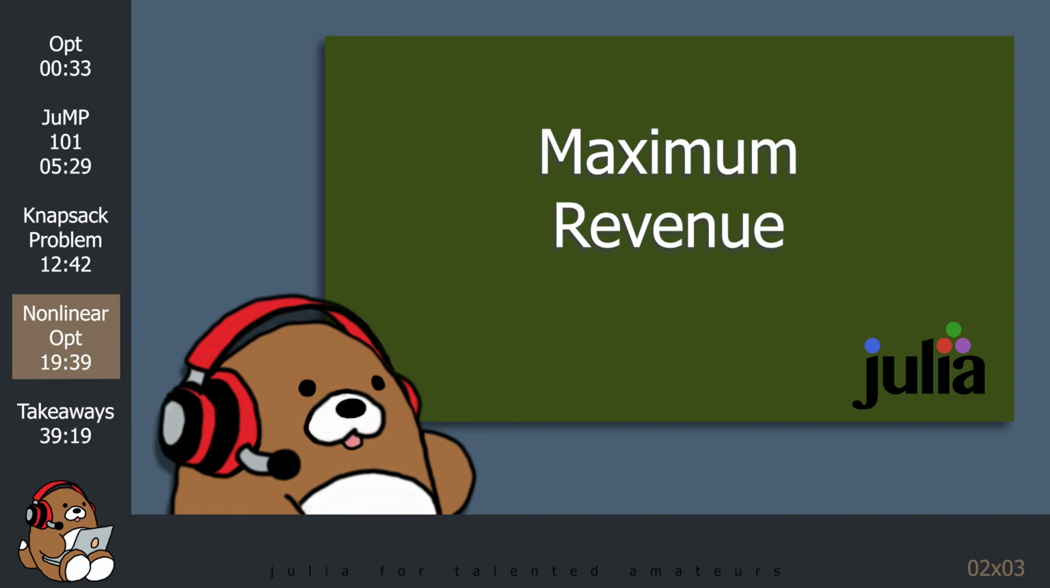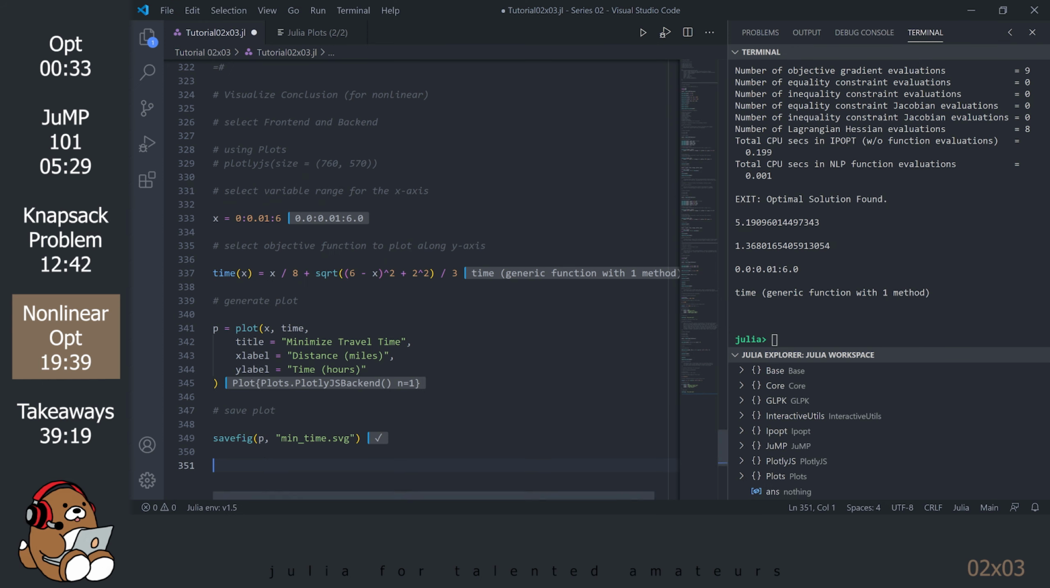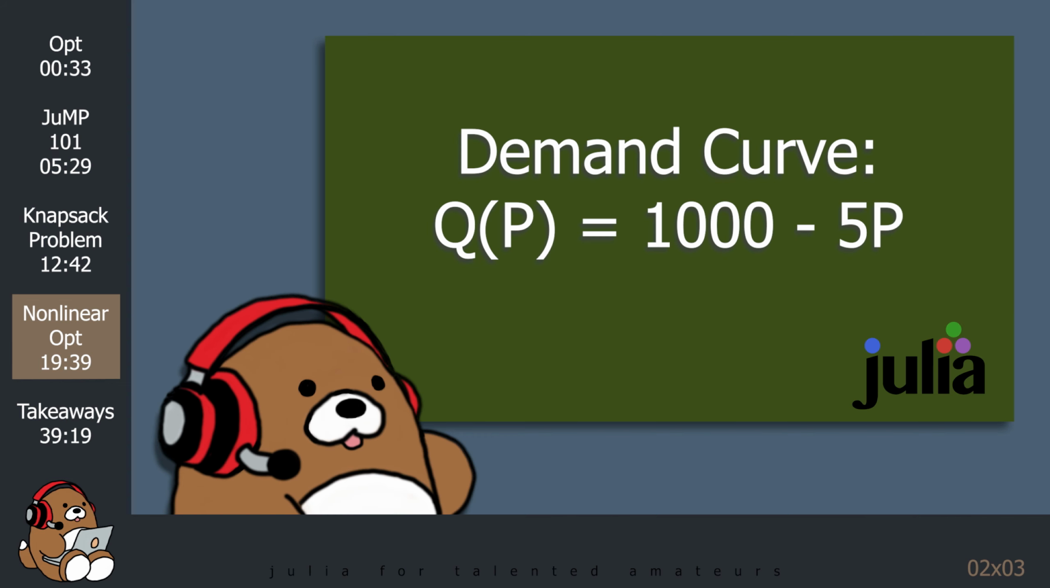Actually, companies are looking for the maximum profit, which is a slightly different calculation. But for demonstration purposes, let's assume that the maximum revenue also generates the maximum profit. In this example, a car rental company is trying to set the price for the daily rental rates for their cars in order to maximize their revenue. They can charge anywhere from $50 to $200 per day, and they have calculated a demand curve for their cars, which is Q of P is equal to 1000 minus 5P.